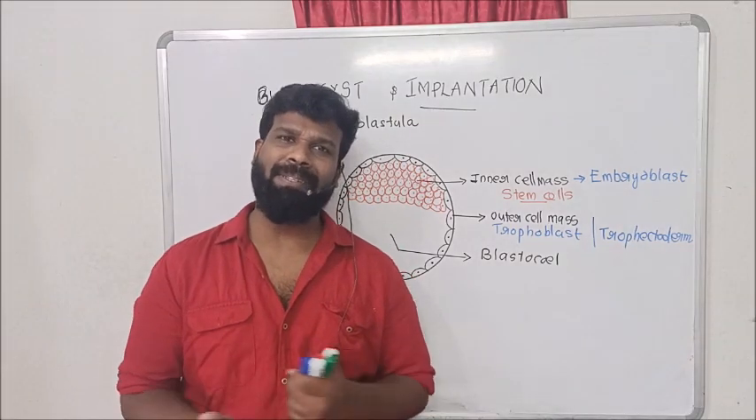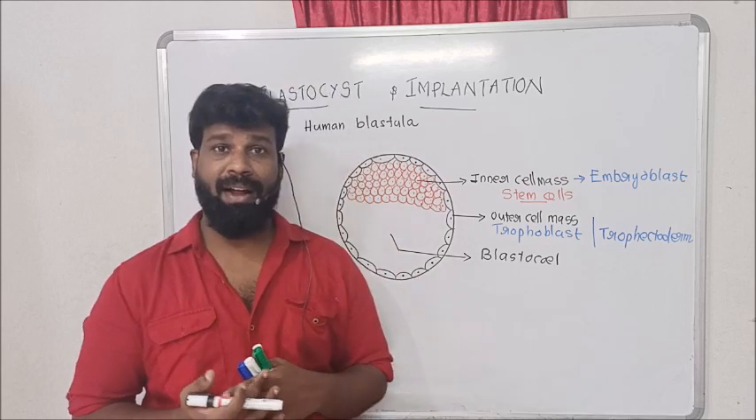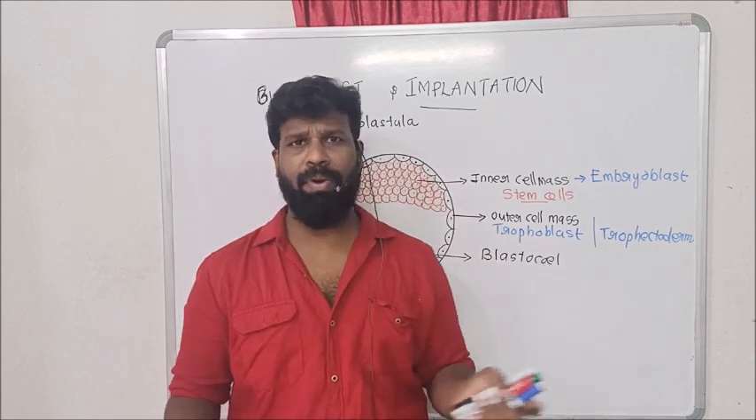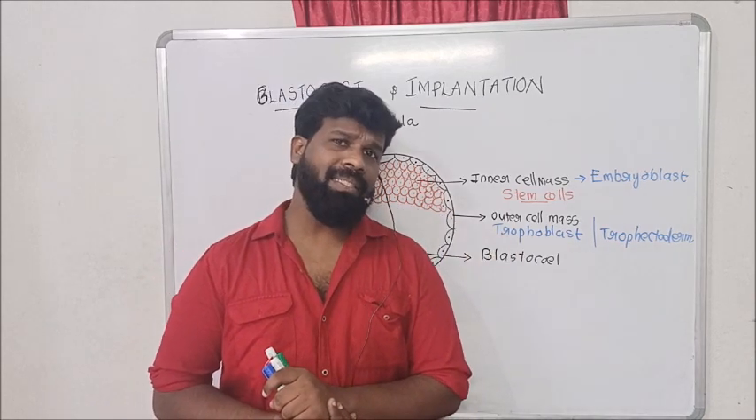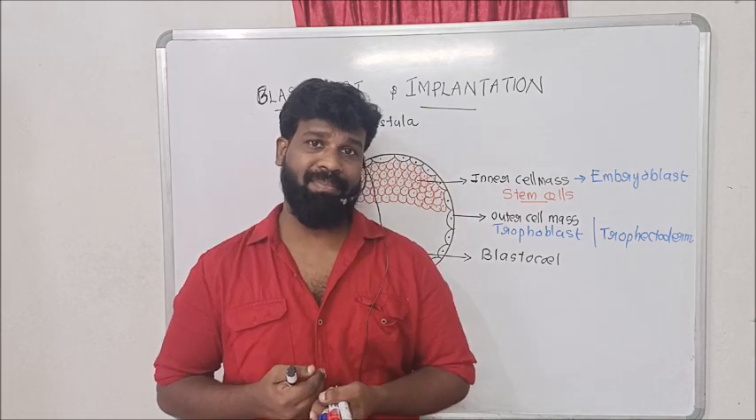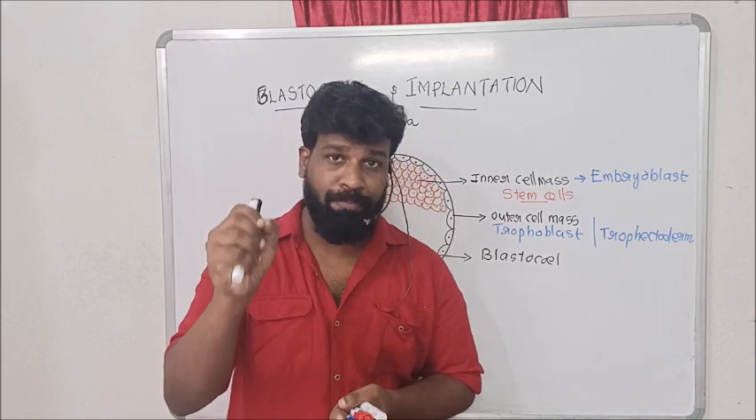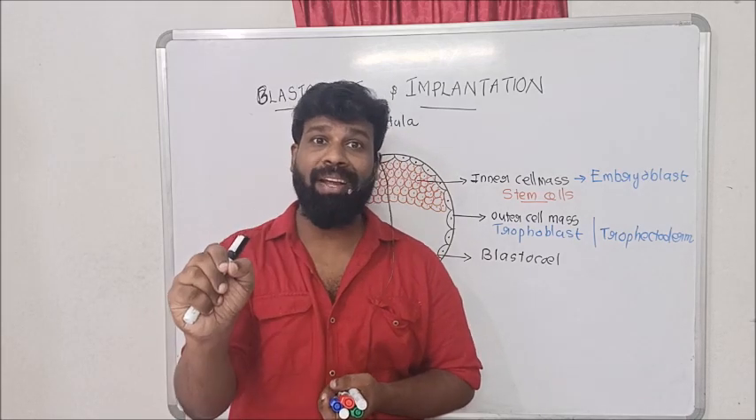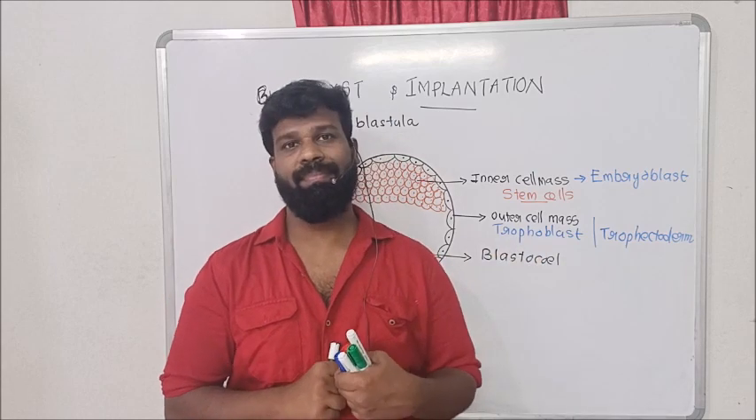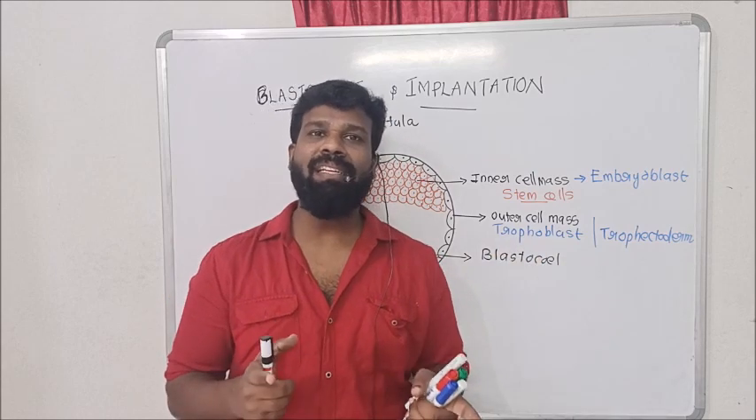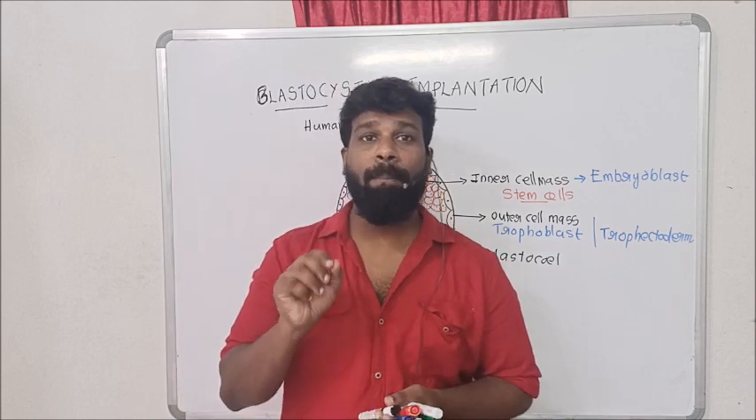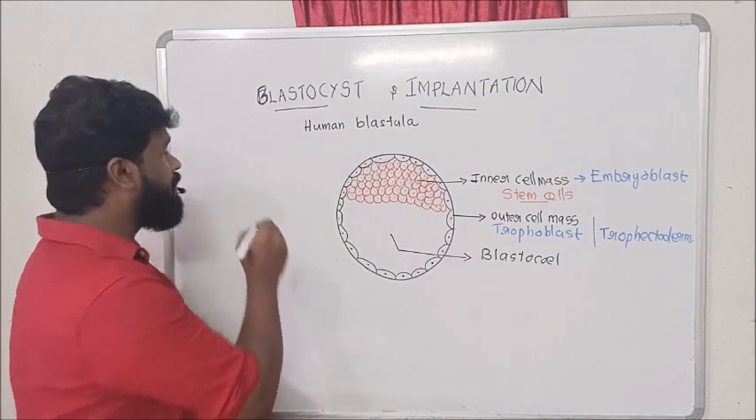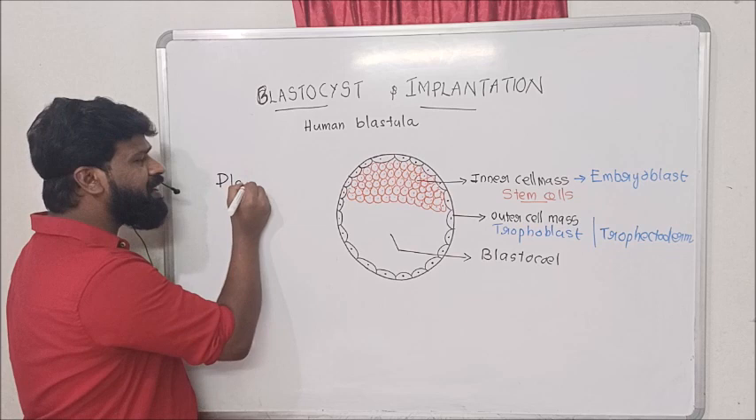There are different types of stem cells: adult stem cells and embryonic stem cells. And these stem cells have different potency. Some of the stem cells are totipotent, some are pluripotent, some are multipotent, and maybe unipotent. Here, the stem cells of the inner cell mass are pluripotent.